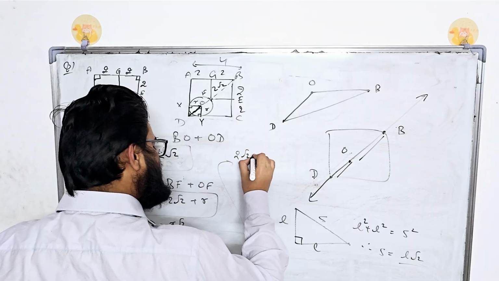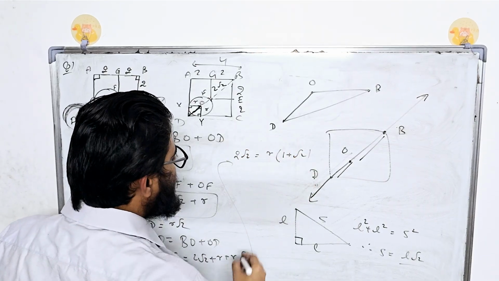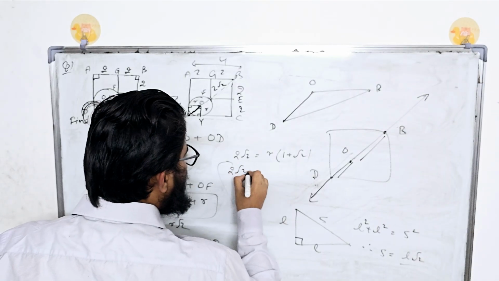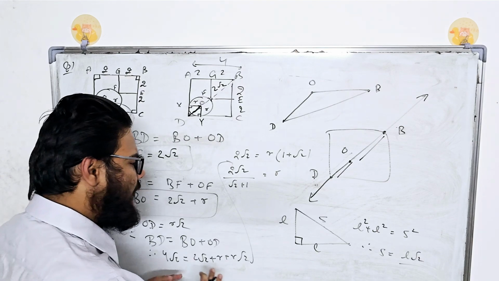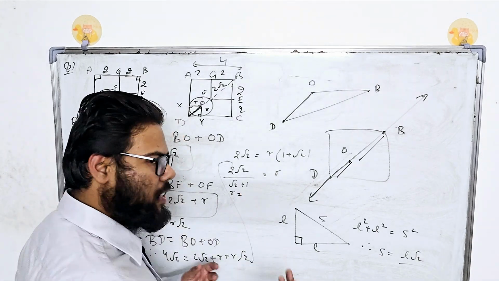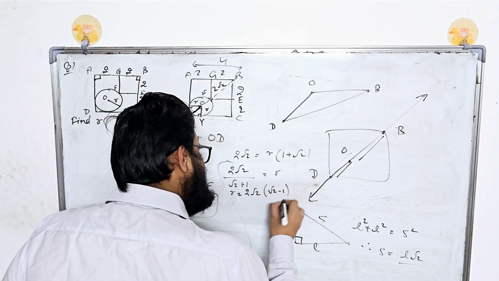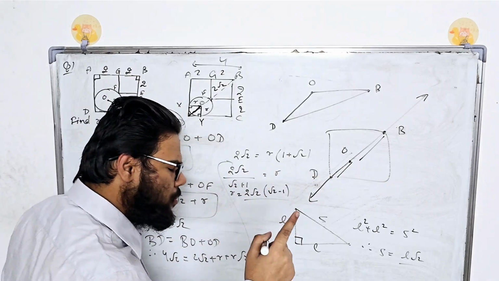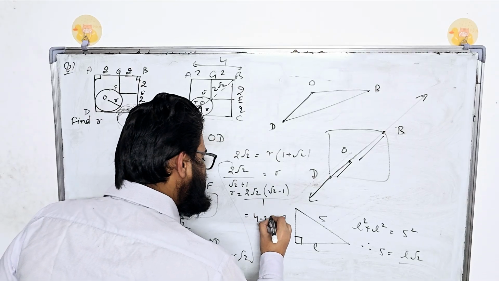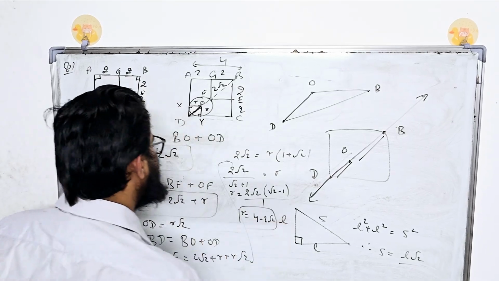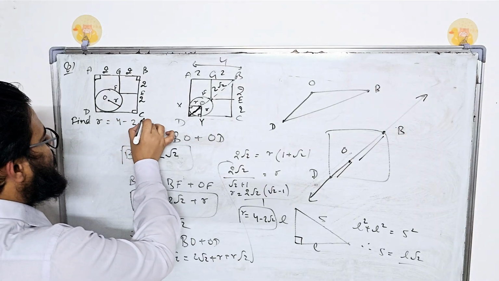So we get 2 root 2 is equal to R times (1 plus root 2), correct? So we have 2 root 2 divided by (root 2 plus 1) is equal to R. Now this can also be an answer, or you can rationalize it. You get 2 root 2 times (root 2 minus 1) divided by (root 2) square minus 1, that is 2 minus 1, that is 1. So it is equal to 4 minus 2 root 2. So the radius of this circle is 4 minus 2 root 2. So R is equal to 4 minus 2 root 2. That is the answer.